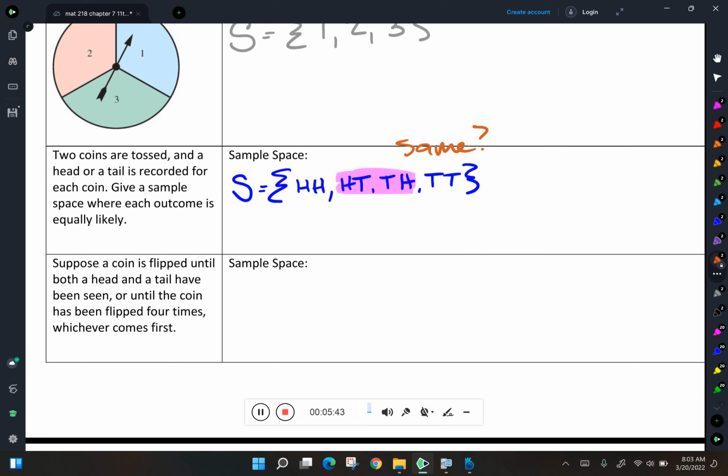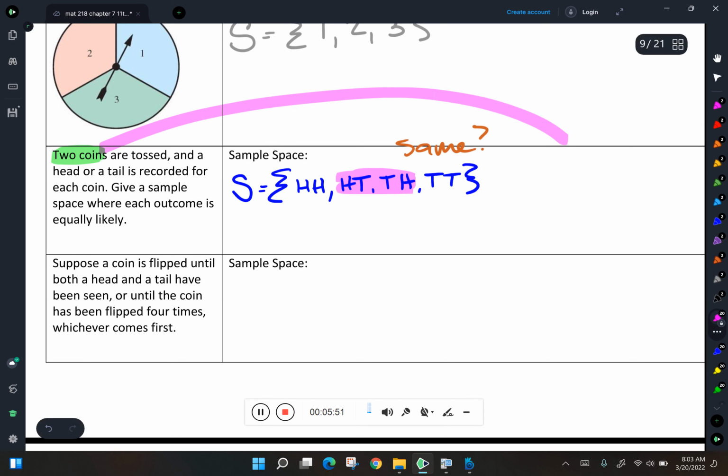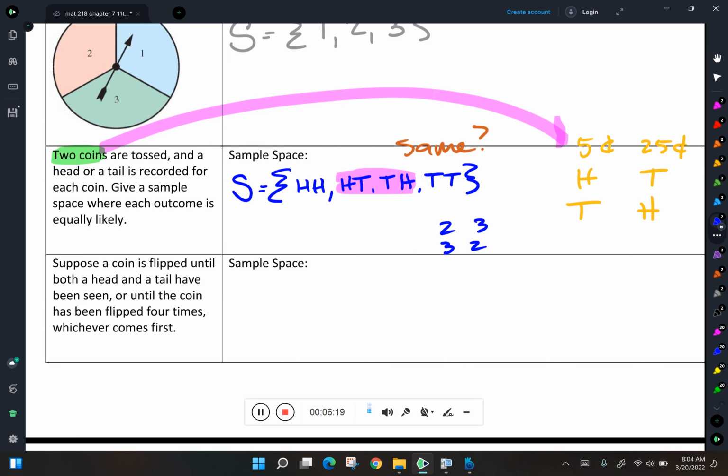Mathematically, no, they're not. One way to help you understand this is when it says 2 coins, it doesn't say they're the same coins. So what if the 2 coins were a nickel and a quarter? Then this one heads and this one tails would be very different from the nickel tails and the quarter heads, right? Do the same thing if you're thinking about dice. Think of one die being a red die and a blue die, or a red die and a green die, and then a 2-3 would be different from a 3-2, right? So keep that in mind.